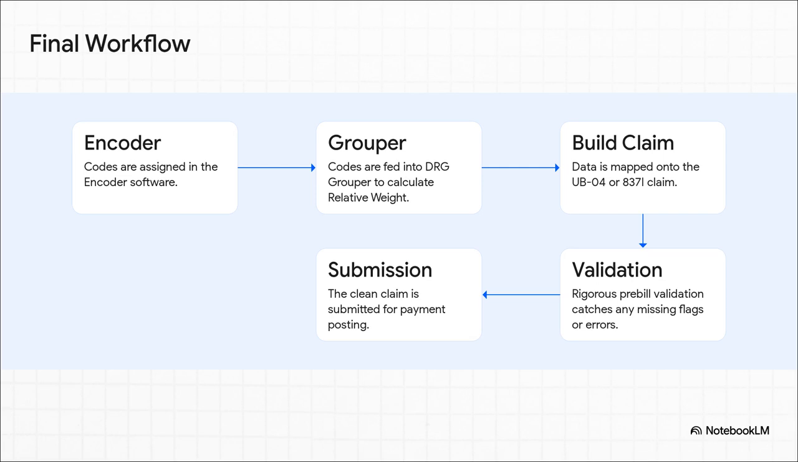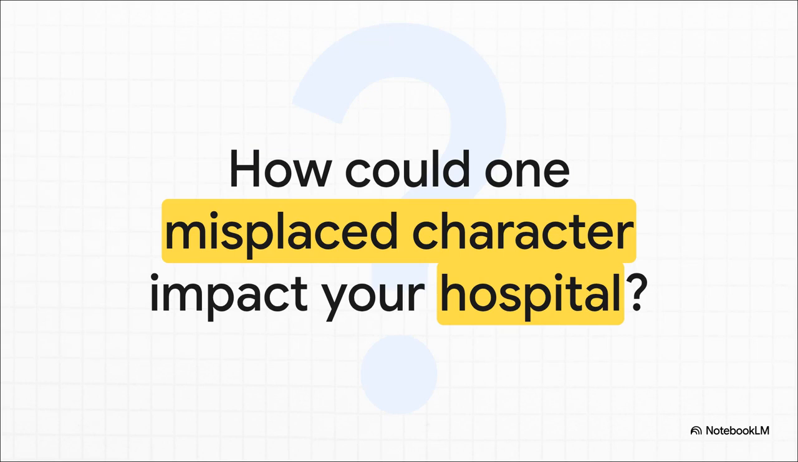The codes are assigned in the encoder, fed into the DRG grouper to calculate the relative weight, mapped onto the UB-04 claim, put through a rigorous pre-bill validation to catch any missing POA indicators or illogical code combinations, and finally submitted for payment posting. We've seen how a single missed comorbidity can cost thousands of dollars on just one patient. Multiply that by thousands of admissions a year, and you realize that medical coders and CDI specialists are the true financial guardians of our healthcare system.